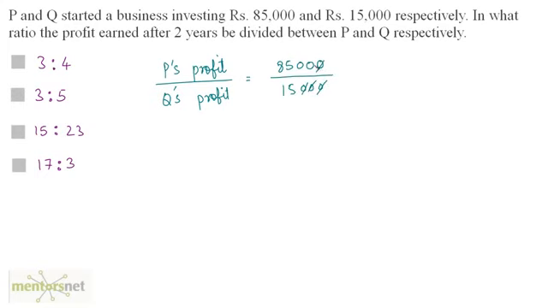These zeros get cancelled out and I divide the numerator and denominator by 5. So 5 3s are 15. 5 times 17 is 85. So we have 17 by 3 as the ratio. So the ratio is 17:3. That is option number D.